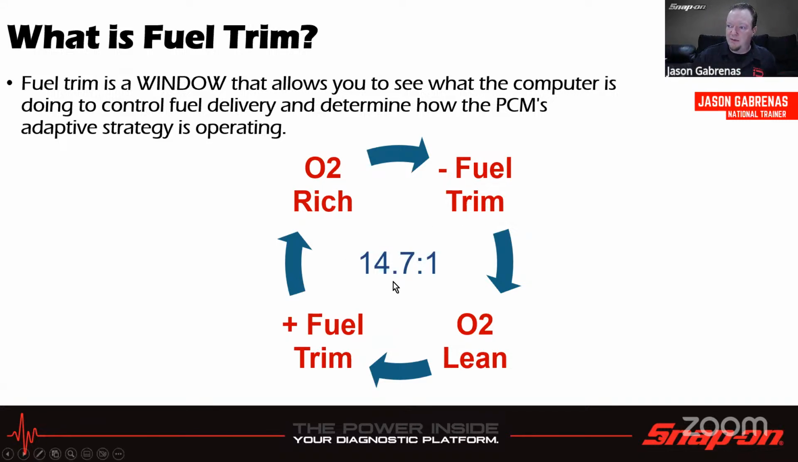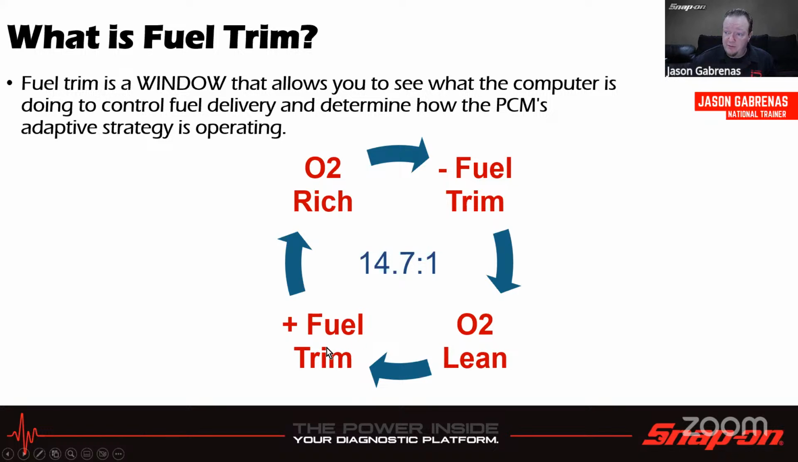So basically what happens is when we're driving down the road in closed loop, the computer is always trying to get the mixture to that 14.7:1 air-fuel ratio. The oxygen sensor is going to be in charge of this. So the front oxygen sensor sees, oh, we're lean, with too much air, not enough fuel. So it's going to say, hey, I need a positive fuel trim. We need to add fuel to this mixture in order to make it not lean.